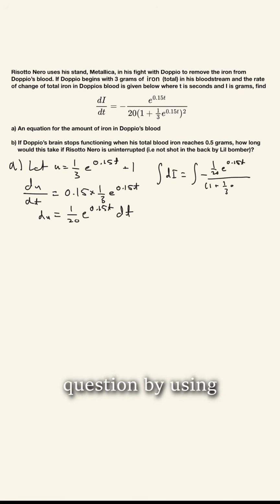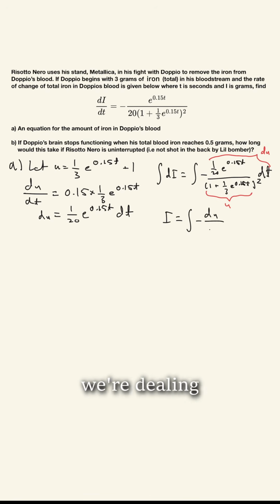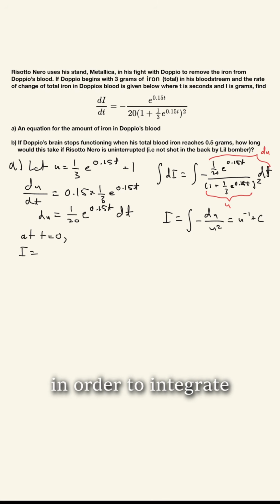We can start this question by using a substitution for the greater function that we can spot at the bottom of our equation. A useful way of spotting this is recognizing that the top of our function is actually the derivative of the bottom of our function, especially because we're dealing with exponentials, which makes it easier to see the substitution we have to use in order to integrate our expression.